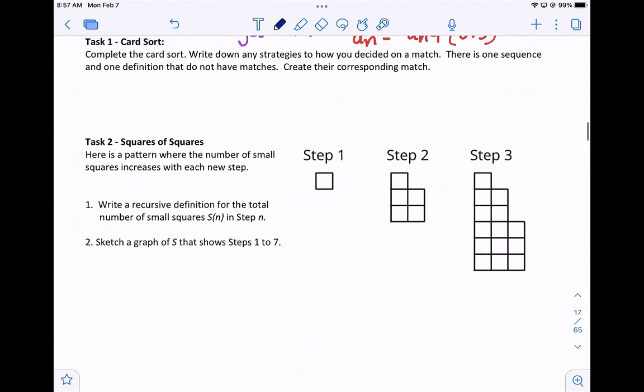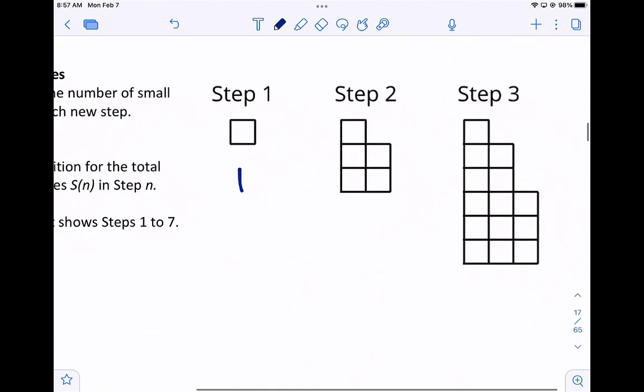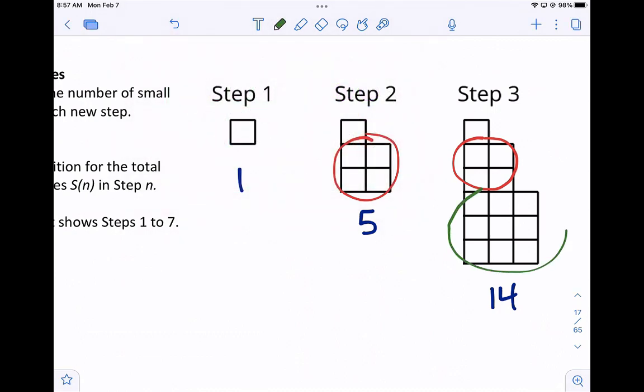Our second task, we'll take a look at this pattern. It says, here's a pattern where the number of small squares increases with each new step. Can you write the recursive definition for the total number of small squares, S sub n, in each step n? Okay, so we take a look at it. We have 1 square in this step. Here we have 5, here we have 14. But if you take a look at the shapes here, it's increasing by a square each time.